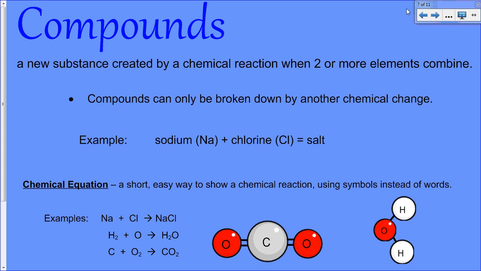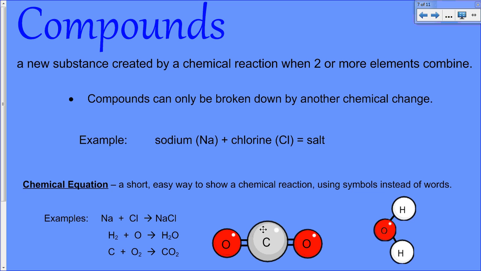Compounds are substances formed when two or more elements combine in a chemical change. For example, if we have sodium, which is represented by the chemical symbol Na, capital N, lowercase a, and it is chemically combined, which we show with a plus sign, with chlorine, which is a capital C and a lowercase l, that becomes sodium chloride, which is also known as salt.